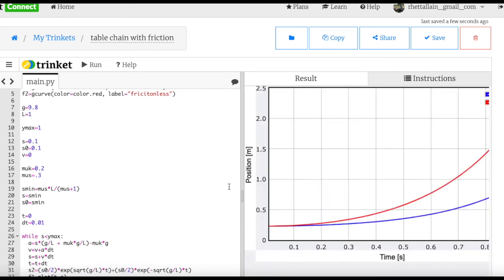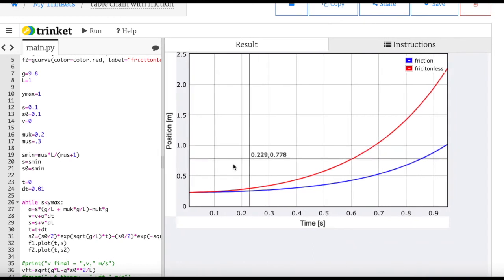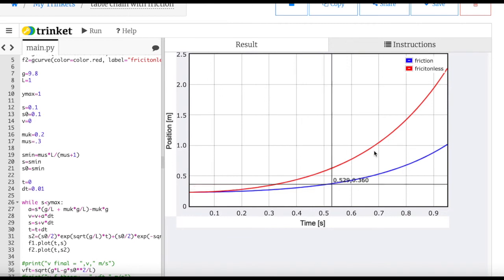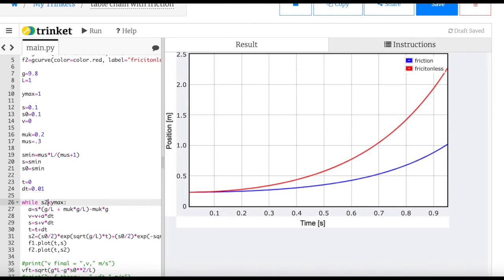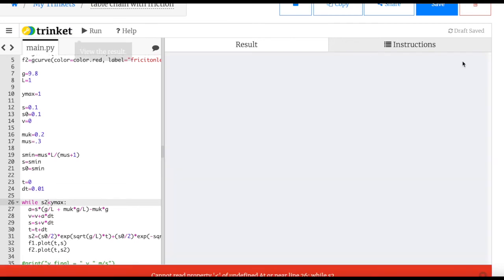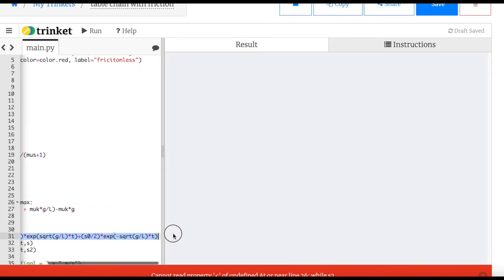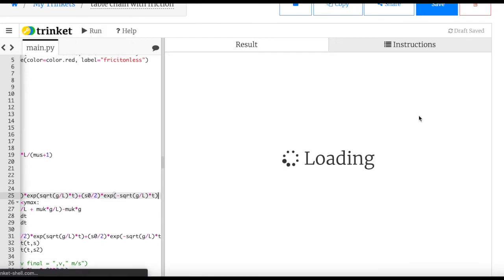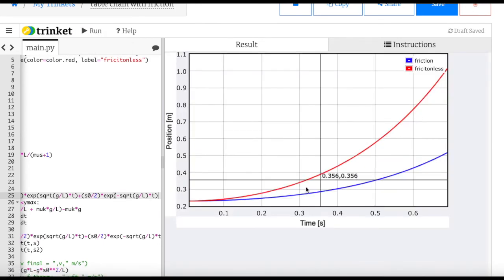Oh, okay. Let's see what we got here. So this, the frictionless one, and friction. Okay, I'm pretty happy. That seems like it's legitimate. One thing that you're going to notice is that I should change this to while S2, because I have the chain that without friction is going to fall off first. And so, oh, I didn't define it yet. That's why. So just copy this, put it right there, and then run it. Okay. I guess it didn't really make that much of a difference.